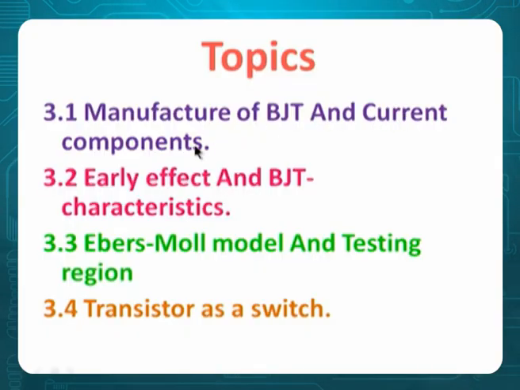The topics I have taken are divided like this: manufacture of BJT and current components, early effect and BJT characteristics, Ebers-Moll model and testing region. The fourth and the last one is transistor as a switch. These are the four topics I have divided in this BJT. Each one we will do separately.